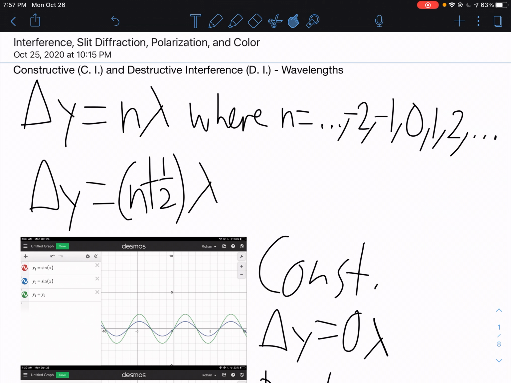Hello everyone. Today we're going to talk about interference, diffraction, polarization, and color. So we're going to start with constructive and destructive interference, or CI and DI.